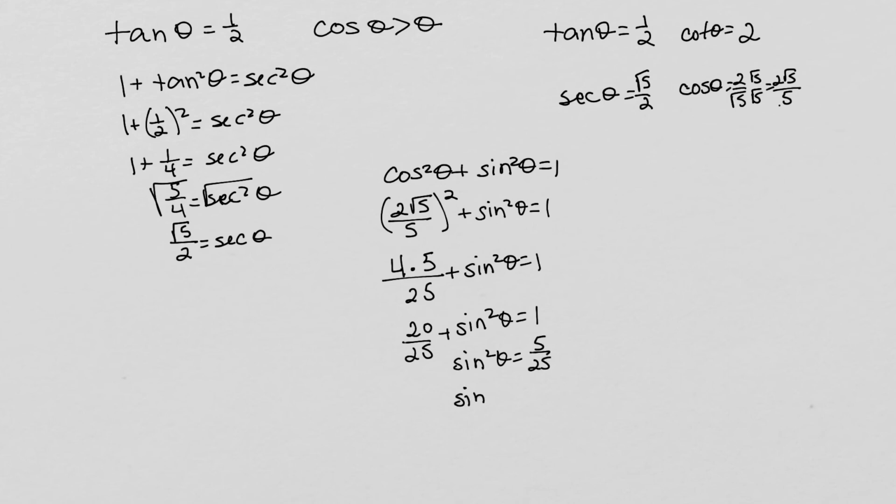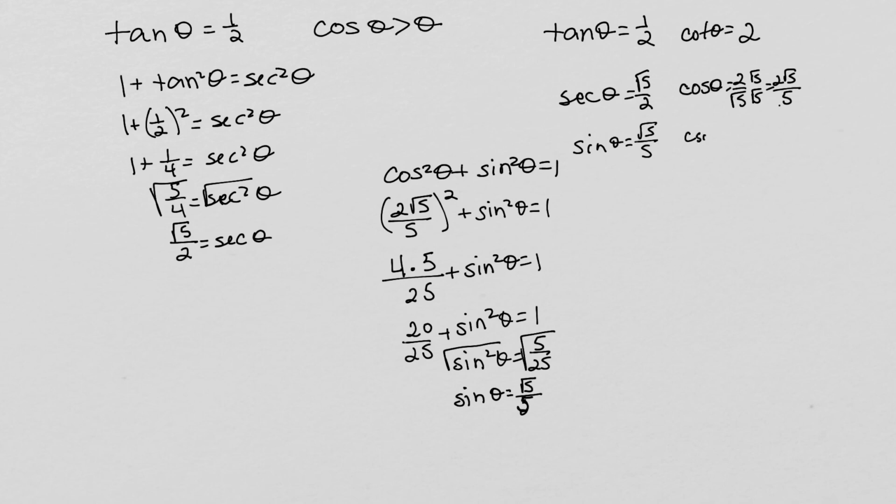We could simplify it, but since we have to square root each side to figure out what sine of theta is, it's actually better to just leave that. So we get square root of 5 over 5. So that tells us that our sine of theta is square root of 5 over 5.